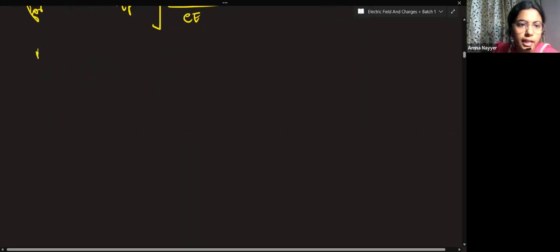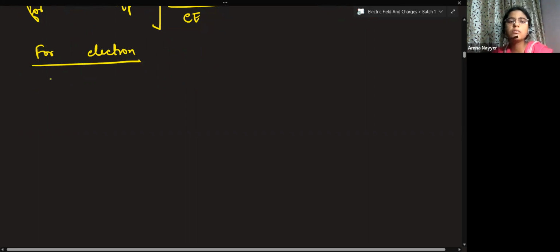Now see, this was the case for proton. For the case of electron, a few things will only be reversed. Instead of mass of proton, we will be taking the mass of electron.